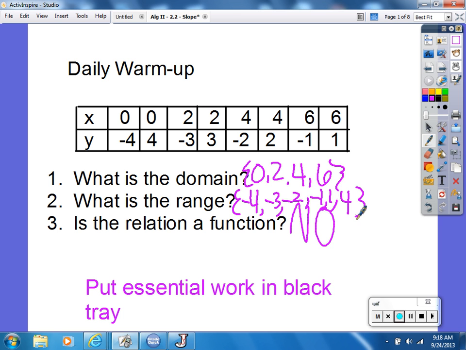Good. You missed 2 and 3 in there. We'll throw those in real quick. That's okay, you did well. 2, 3, 4. There we go, perfect. Okay, any questions on domain, range, or function?